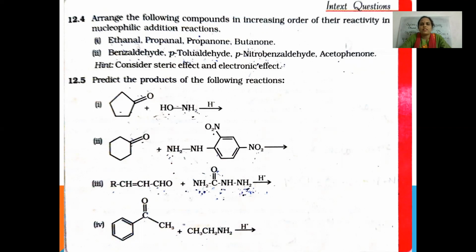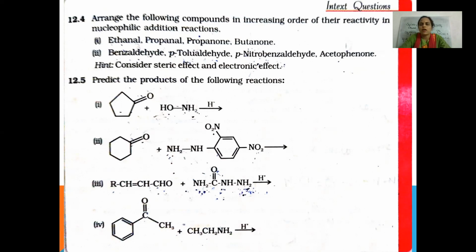So since you need to write it in increasing order, first comes butanone. This is least reactive in increasing order of nucleophilic addition reactions. So butanone, put the less than sign. Propanone, less than sign. Propanal, less than sign. Ethanal. I repeat my answer. Butanone < propanone < propanal < ethanal. Then second part of the question: benzaldehyde, p-tolualdehyde, p-nitrobenzaldehyde and acetophenone.